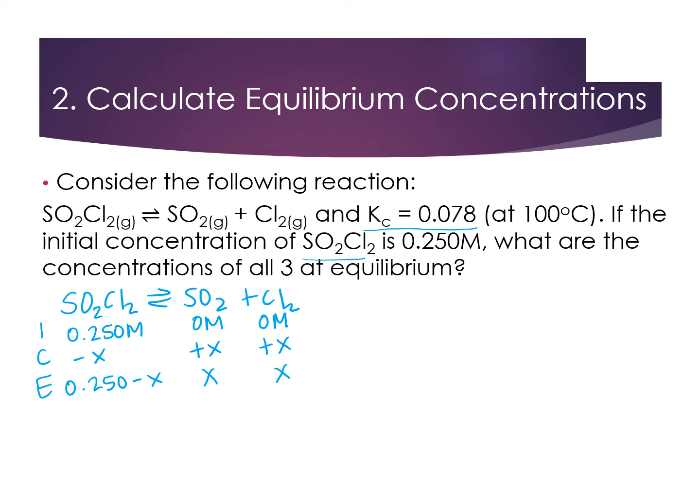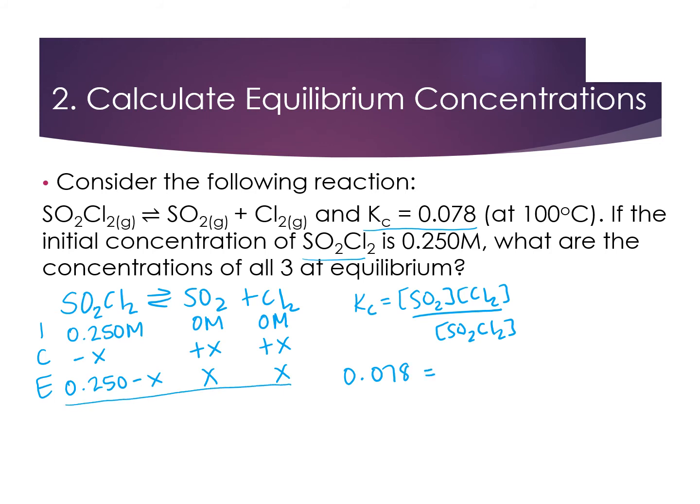Okay, so now my general expression for K. But then I know that K is 0.078, and I'm going to plug in this row. So I have x times x over 0.250 minus x. So now I have to simplify this.